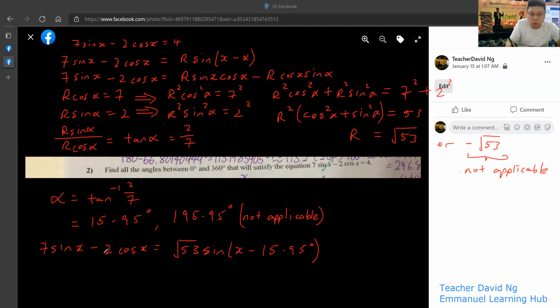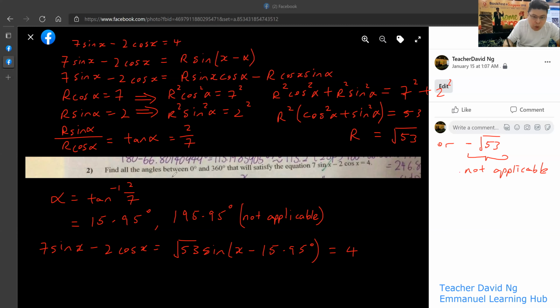So when you convert this to your square root 53 sine bracket x minus 15.95 degrees, you are actually eliminating one of the trigonometric functions. So right now you only have a sine function instead of having a mixture of sine and cosine. So that's the reason why you have to apply R formula so that you only have one trigonometric function. So the original expression equal to 4. Therefore, this expression here will then be equal to 4.